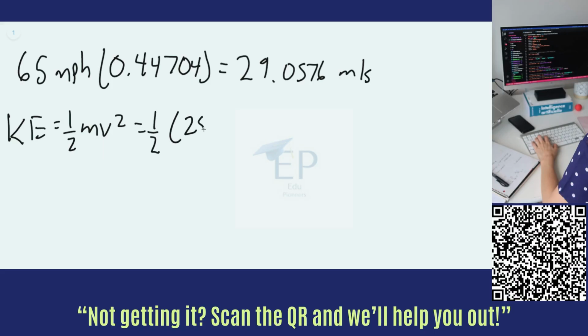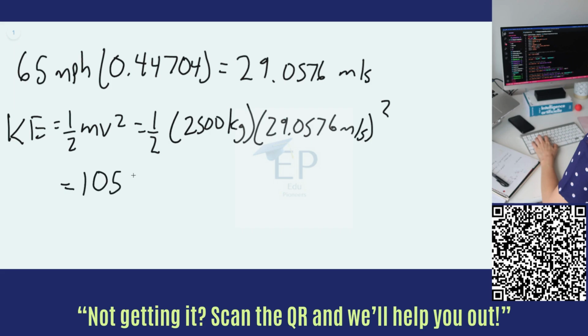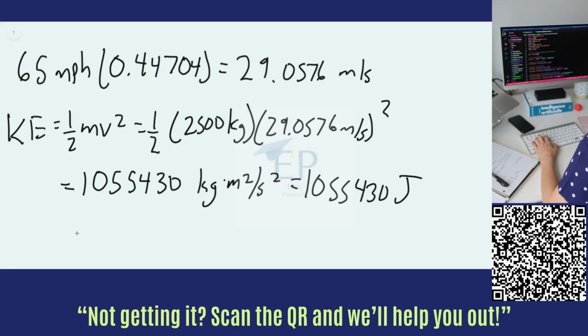So our mass is 2,500 kilograms, and our velocity we just found. We square that, and that gives us a kinetic energy of 1,055,430 kilogram meter squared over second squared, which is equal to 1,055,430 joules. And so we'll just divide that by 1,000 to convert into kilojoules. So now we have our kinetic energy in kilojoules.